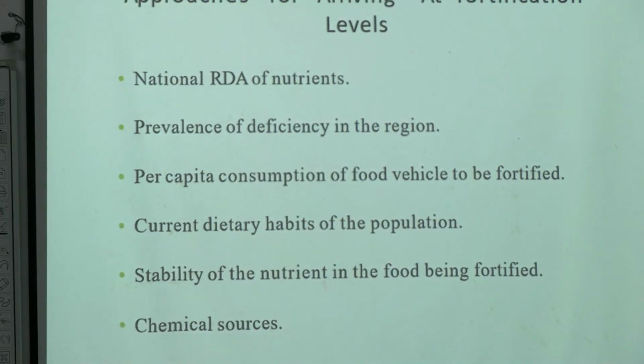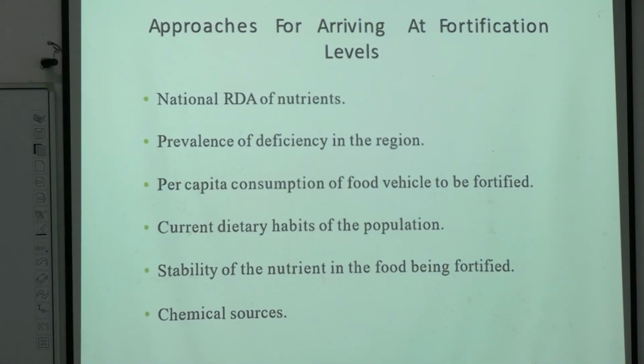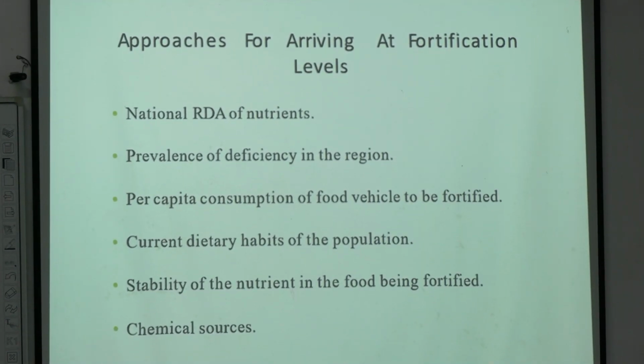Okay. So for arriving at fortification levels, first you need to know the national required daily allowance for nutrients, the prevalence of deficiency, per capita consumption of the food vehicle to be fortified, current dietary habits of the population, stability of the nutrients, and the chemical sources. So all these are important. How much salt do you need? How much vitamins you need? How much calcium you need? How much minerals you need? That is called national requirement daily allowance. Okay, national recommended daily allowance.